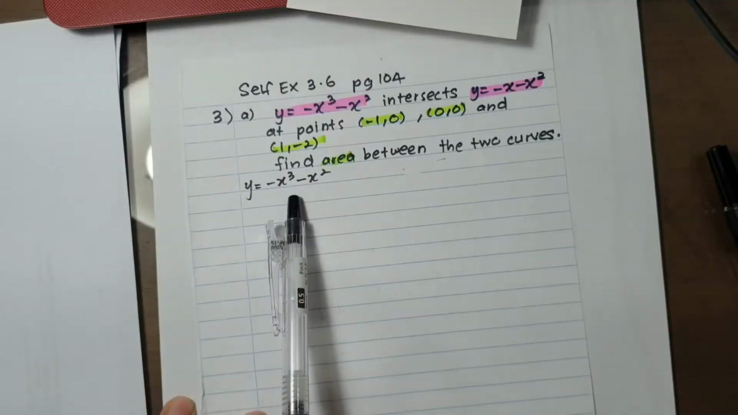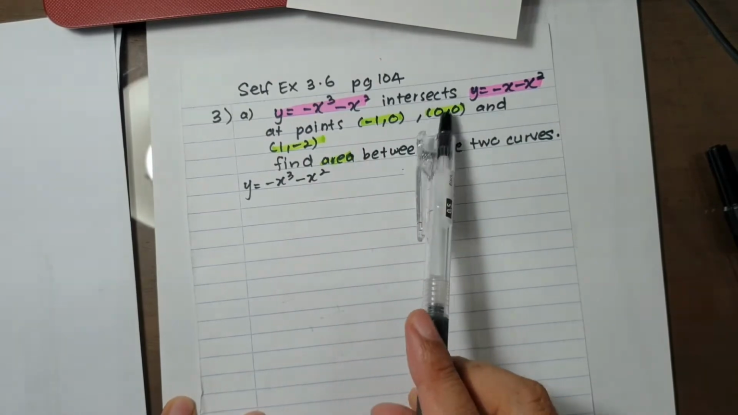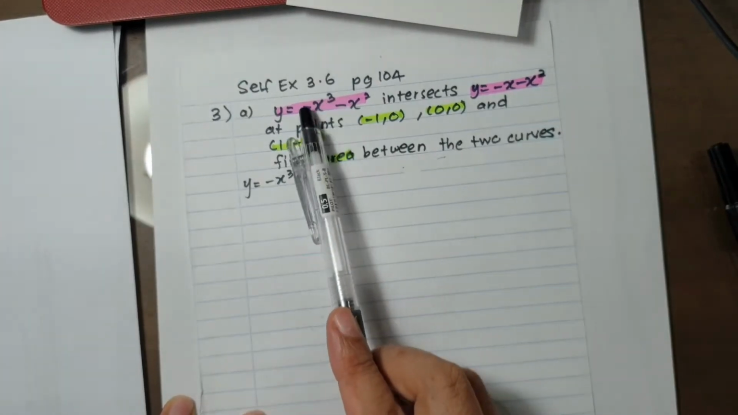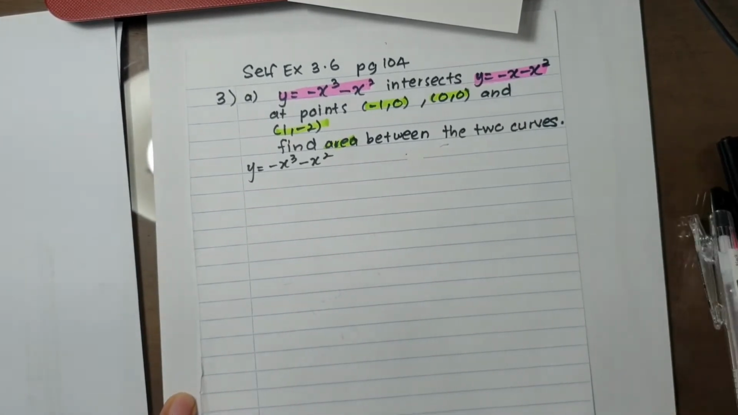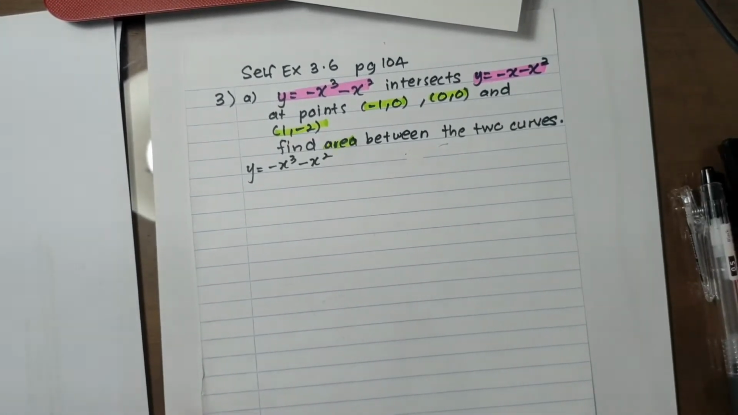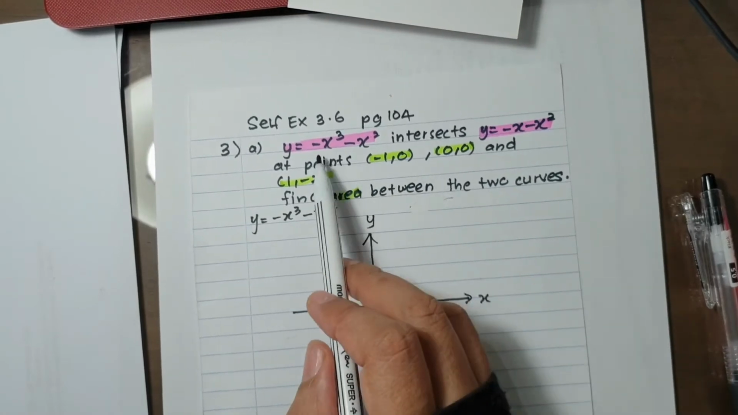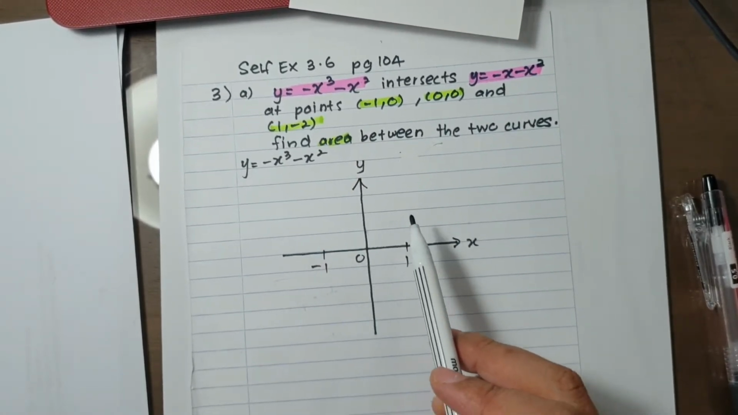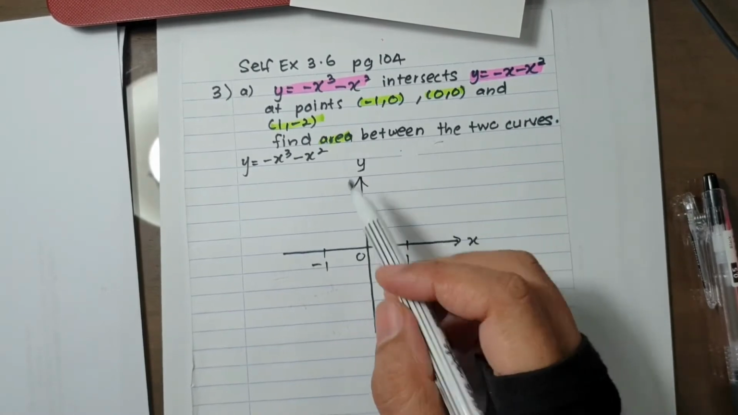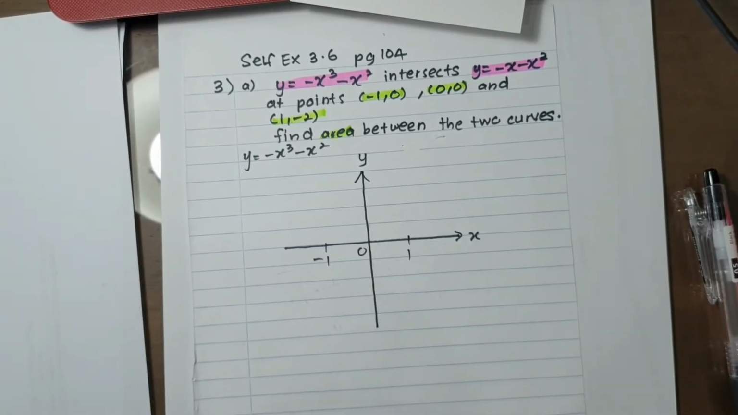Based on the question, this point and this point lie on both curves. So we can sketch the diagram first. Let's start with the cubic curve, y equals negative x cubed minus x squared. We have (-1, 0) on the curve.